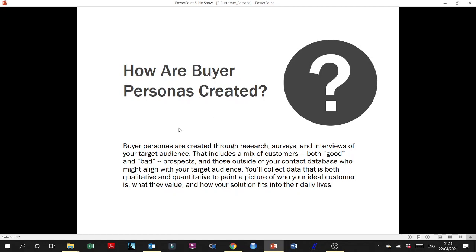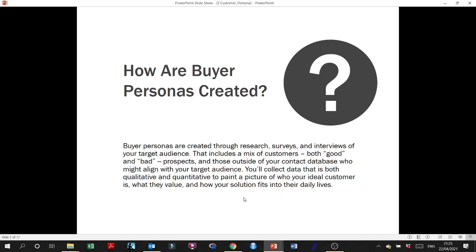How are buyer personas created? First of all, you need to collect information through research, surveys, and interviews with your target audience. But since we are in the data analytics course, research here means going into data analytics. You don't really need to give surveys, but interviews are very important at the very end. They should include a mix of customers, both good and bad prospects, and people outside of your contact database who might align with your target audience.